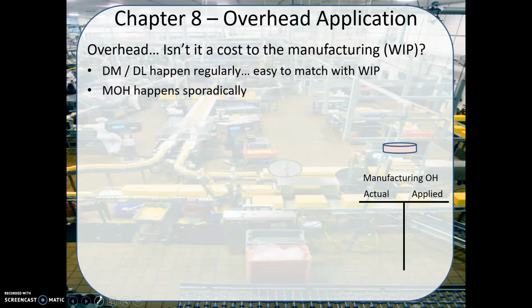But MOH kind of happens sporadically. I mean, you're just left with a little bit of a challenge. It's tough to match directly. That's why it's indirect. You talk about indirect labor. That's your quality control supervisor. How much of their time really is supervising the production? You look at your indirect materials, how much glue really is in that product there?